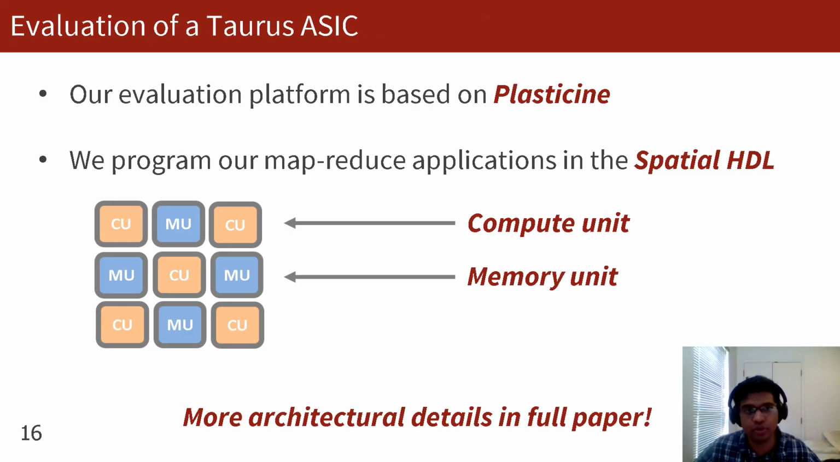In order to evaluate our design, we go through the ASIC synthesis process for our MapReduce unit. Our evaluation platform for the MapReduce unit is based on Plasticine, a reconfigurable dataflow architecture, and it's programmed with Spatial, a hardware description language that allows us to write our apps with map and reduce primitives. In the vein of Plasticine, the MapReduce unit is built from a grid of compute and memory units, where the compute units are built from SIMD lanes and memory units are built from blocks of SRAM.